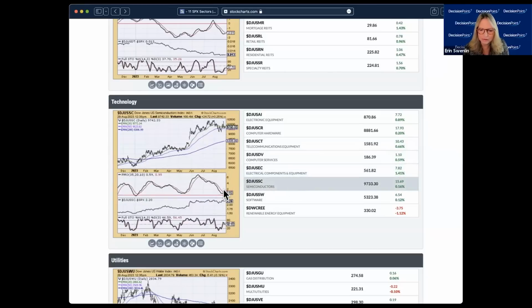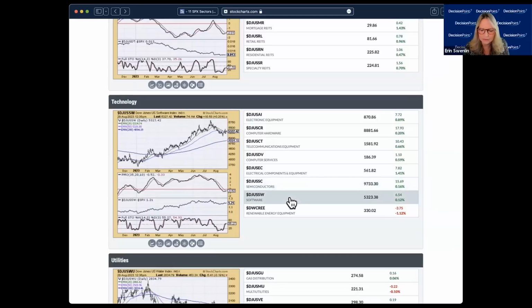Semiconductors, PMO is trying to top beneath the signal line, and this does look like a very toppy, kind of rounded top formation here. I would be careful with the semiconductors. Software trying to make a move, not nearly as exciting as some of those other industry groups. Stochastics starting to fade just a little bit.